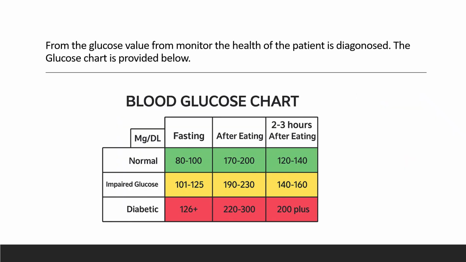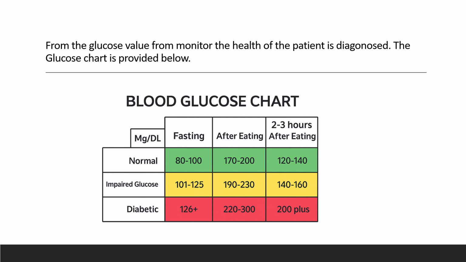Regarding the glucose value, generally people don't know the range of glucose in the blood. When you are fasting in the morning, normally it should be between 80 to 100. After eating, it rises to a high level of 170 to 200. After 2 to 3 hours, after digestion, it should be 120 to 140. That is the normal range. If you go for a blood test, they take a reading before eating while fasting, and after eating, after 2 hours. Then we have impaired glucose.